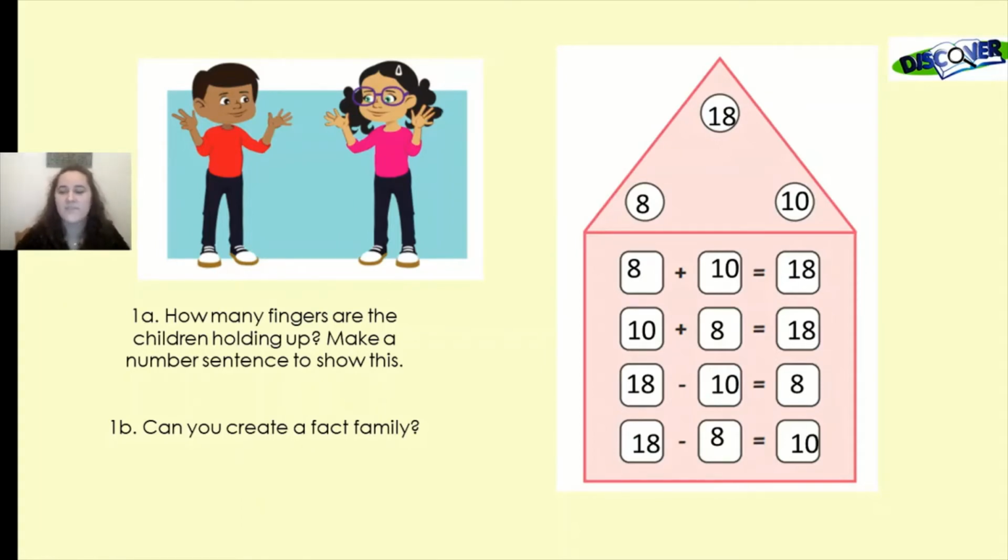Let's check. Here we go. So my part here was 10. And my part here was 8, and all I've done is switch them around, and you can see my final number sentence is 18 take away 8 equals 10. And there we go, we've made our first fact family.